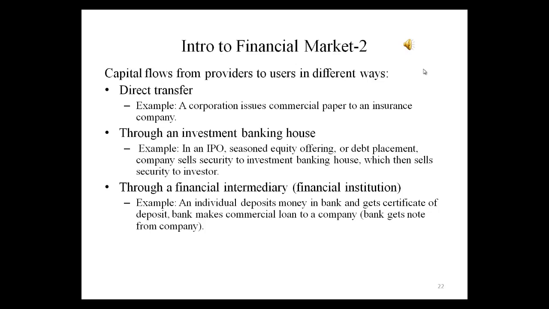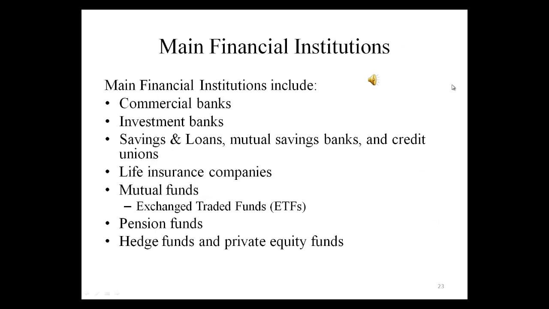Or the capital can flow through a financial intermediary, or say a financial institution. For example, if an individual deposits money in a bank and gets a certificate of deposit, the bank makes a commercial loan to a company. So that way the bank takes deposits. The bank is the financial intermediary, or say the financial institution here. It takes the deposit from the saver, and when it makes a loan to the company, it's providing money to the company, the business, or say the user of the capital. There are many different kinds of financial institutions in the market.